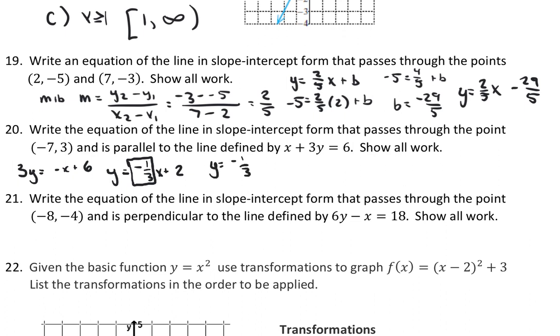y equals negative 1/3 x plus, and we need to find this b. And we do that by plugging in our point. So 3 is equal to negative 1/3 times negative 7 plus b. And so that means we have 3 is equal to 7/3 plus b. And so b is equal to 2/3. So y is equal to negative 1/3 x plus 2/3.